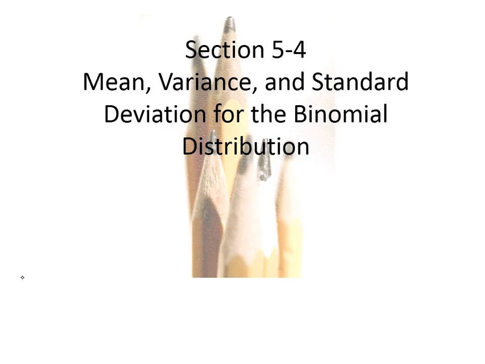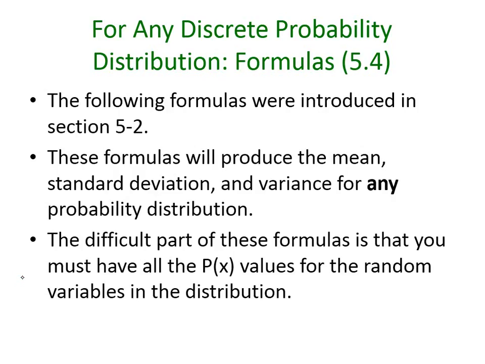All right, section 5.4 then. Looking at the mean, variance, and standard deviation for the binomial distributions. We've already looked at the formulas for a discrete probability distribution. These formulas will produce the mean, standard deviation, and variance for any probability distribution.